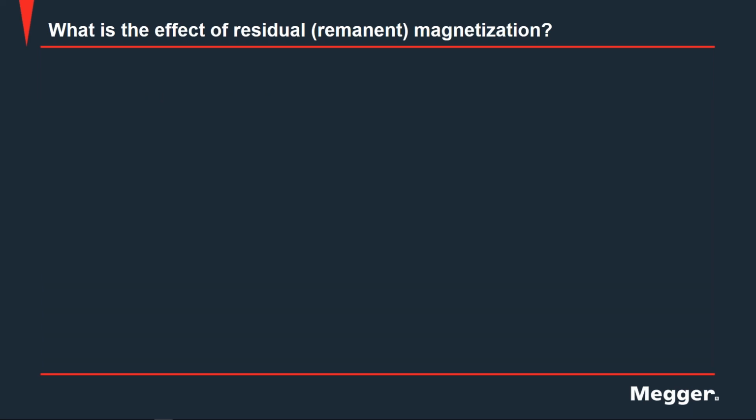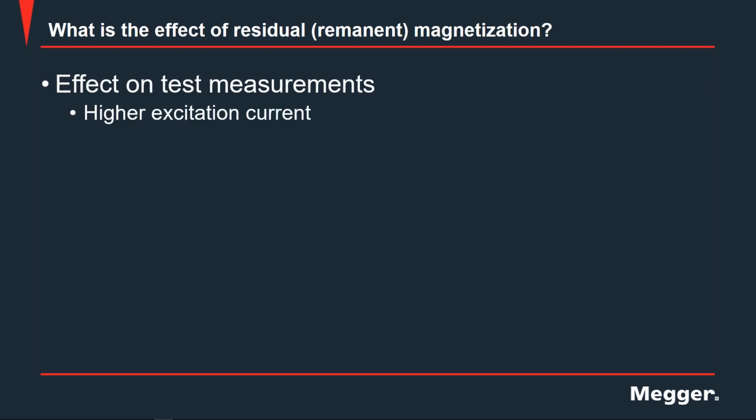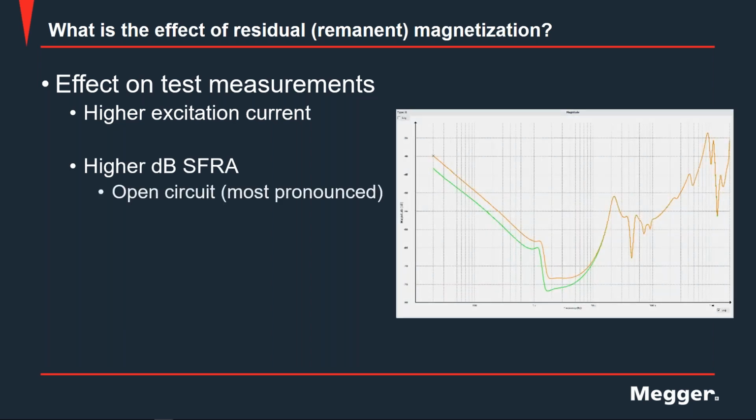If we look at other than the protection scheme and other than the transformer itself, there are effects of residual or remnant magnetization on your test measurements. One that people are probably most familiar with is the effect on excitation current measurements when you're doing your power factor testing. When you have residual or remnant magnetization, you will have higher excitation currents.